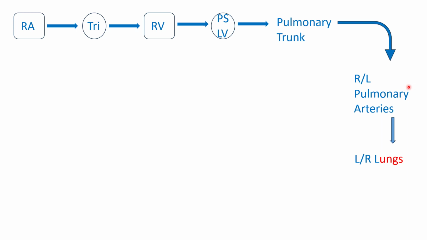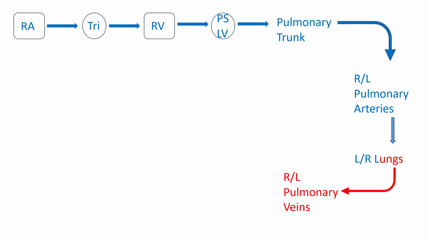We're not going into that level of detail. We're saying we're going away from the heart in the arteries towards the lungs. So now we've oxygenated our blood. We're going to head back towards the heart. So how do we get back towards the heart?